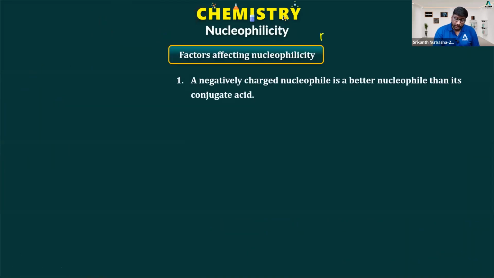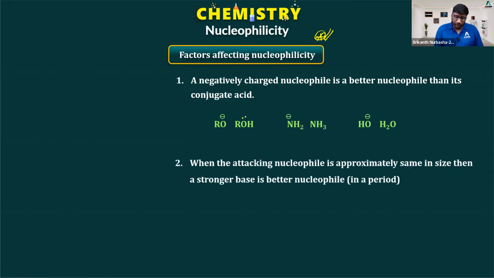Very good. Factors affecting nucleophilicity. First point, a negatively charged nucleophile is a better nucleophile than its conjugate acid, obviously. If one species has negative charge and another is neutral, it may have a lone pair of electrons to donate, but a negatively charged nucleophile is always a better nucleophile. RO minus versus ROH: ROH also acts as a nucleophile because of lone pair on oxygen, but RO minus is better. NH2 minus versus NH3: NH3 has a lone pair on nitrogen, but NH2 minus is better because of negative charge. OH minus versus H2O: OH minus is better. A negatively charged nucleophile is a better nucleophile than its respective conjugate acid.